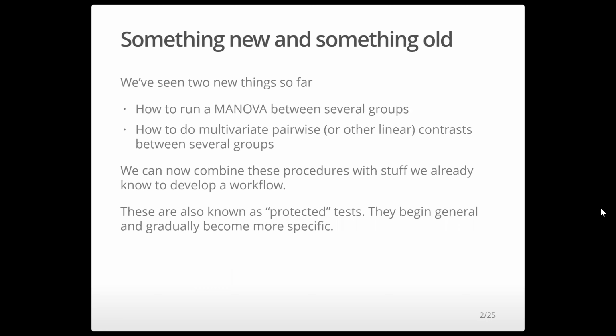So we've learned two new things so far today: how to run a MANOVA between several groups, and how to do multivariate pairwise or linear contrasts between several groups simultaneously. So we could do pairwise comparisons, or we can do linear contrasts between multiple groups. We can combine these procedures with stuff we already know to develop this workflow. These are also known as protected tests, in that they begin very general and then gradually become more specific. And so there are stopping criteria: if the general tests don't turn out to be significant, you don't probe further.